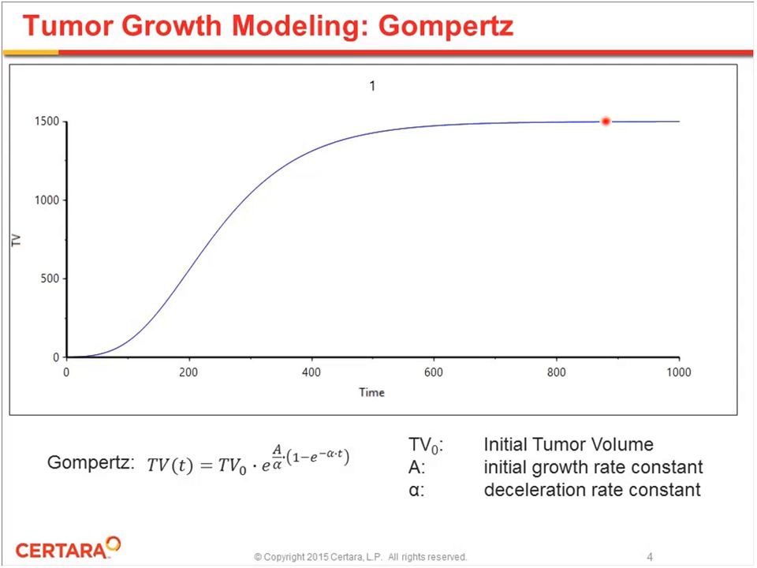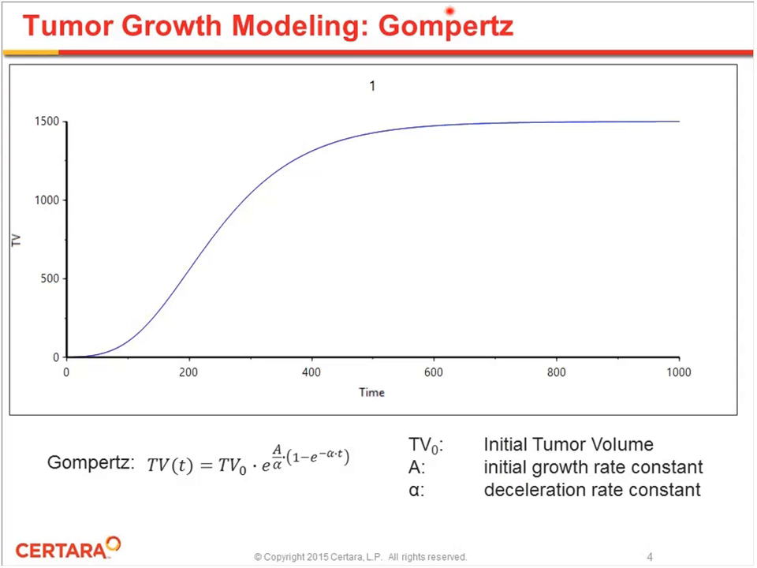Also, looking more closely at the curve, you can see that this curve is not symmetric to its inflection point. The inflection point lies a little bit below the symmetrical middle of the curve. That's why the Gompertz curve is able to capture this behavior, and this is why it's been widely used in oncology in describing tumor growth. This is a Gompertz function with its 3 parameters: TV0, the initial tumor volume, the initial growth rate constant, and the deceleration rate constant.